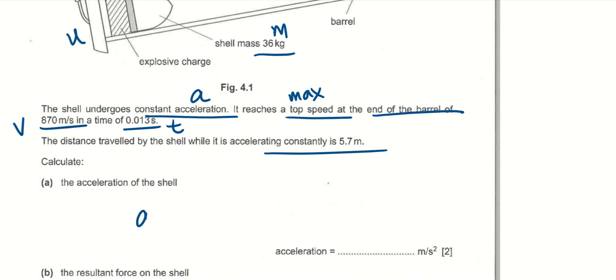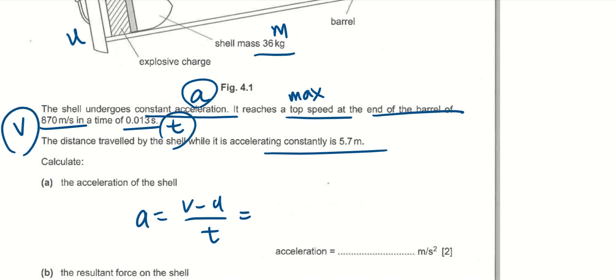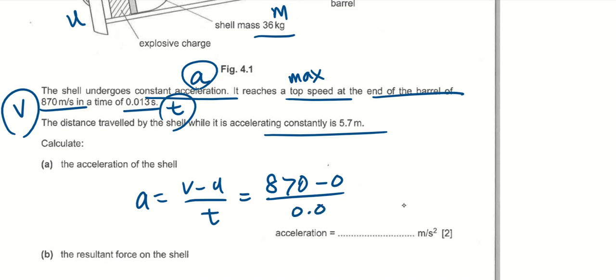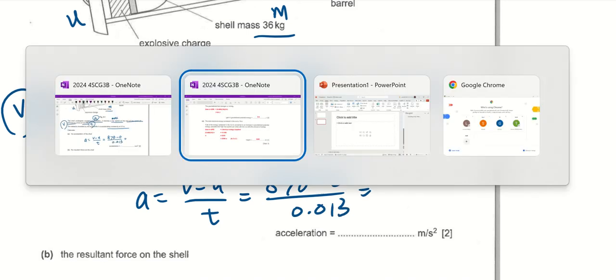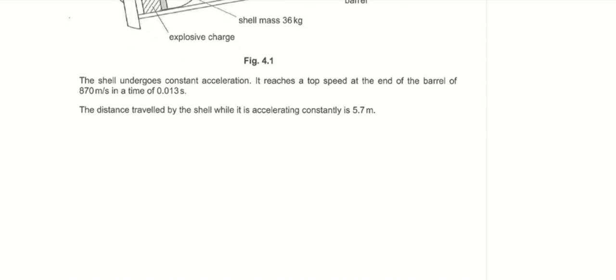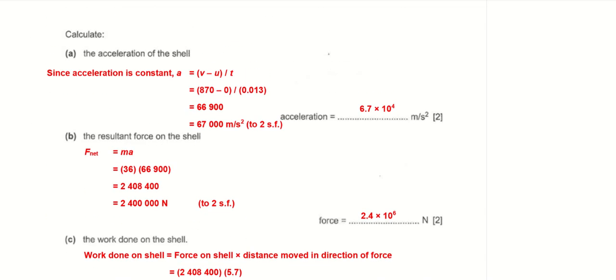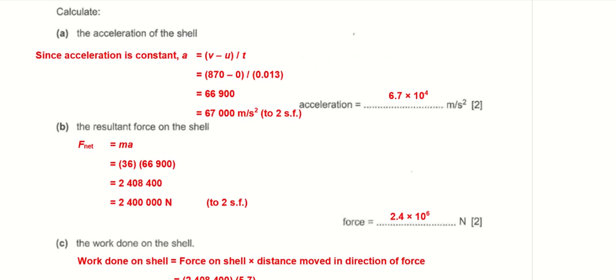Calculate acceleration. a equals v minus u over t. So you see that by annotating everything here, you can easily get your answer. So please annotate the numbers. Let them have an identity so that you know how to substitute into the formula. So let's look at the answer. Okay, so a equals v minus u over t, so I get 6.7 times 10 to the power of 4. Remember to change it to 3 or 2 SF.